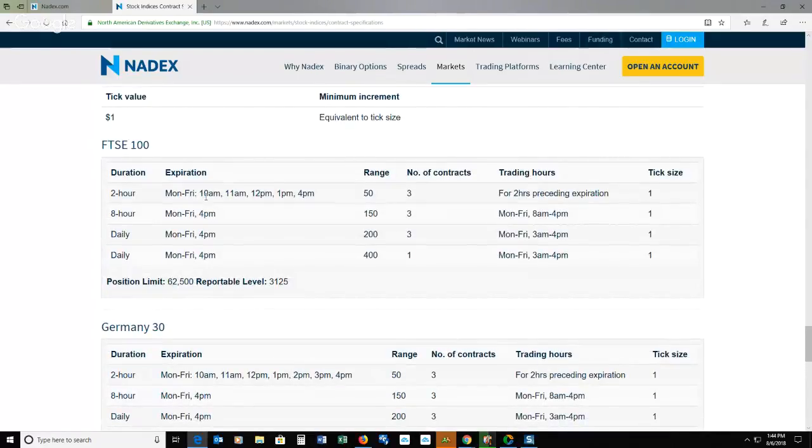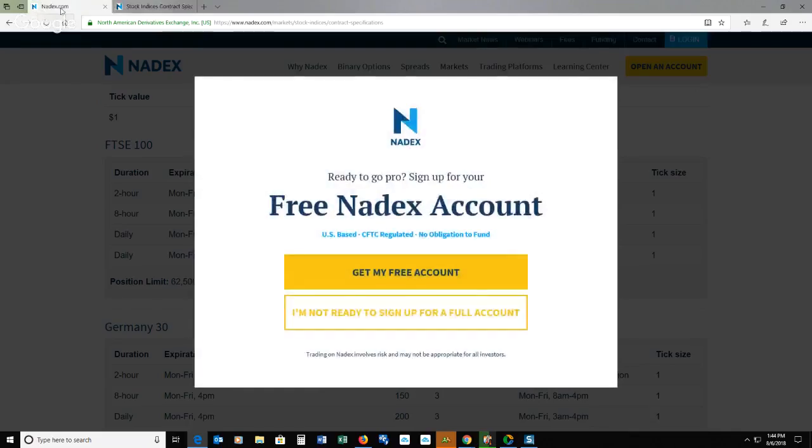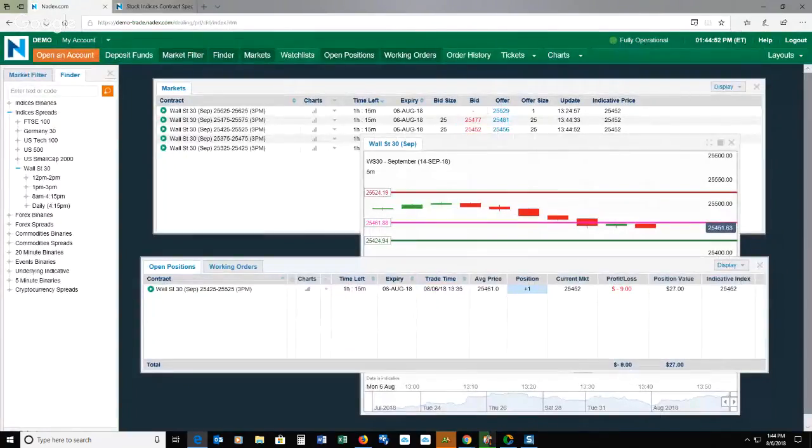On the FTSE, you have 10 a.m., 11 a.m., 12 p.m., 1 p.m., and 4 p.m. Notice there's no 2 p.m. and there is no 3 p.m. expiration like there is on the Germany 30. And again, you have to go and investigate the market that you are looking to trade. The Germany 30 reminds me a lot of the Wall Street.